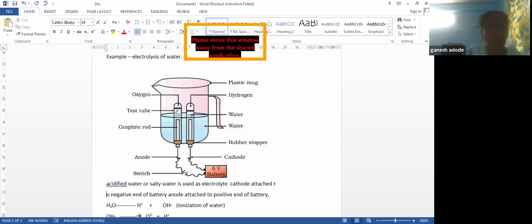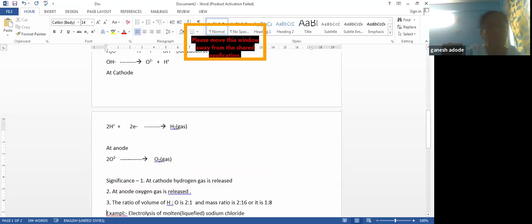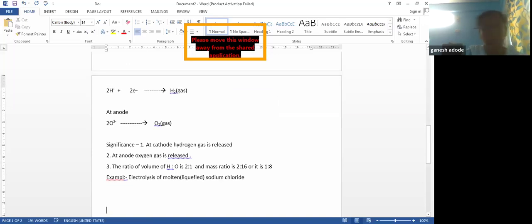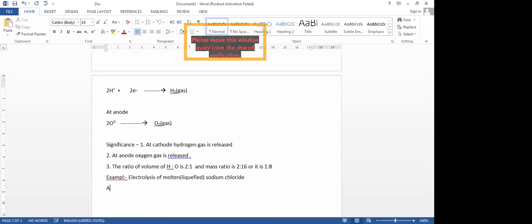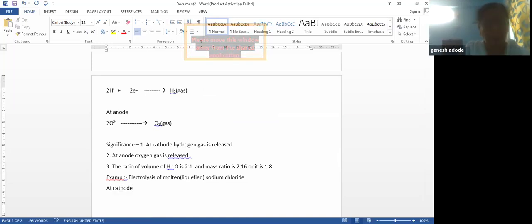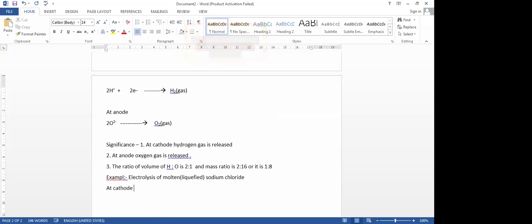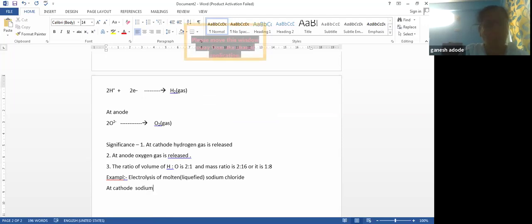Good. Now tell me, what will be deposited at the cathode? What happened at cathode? Na, yes, sodium. Sodium is separated, or the sodium is deposited. Very good. Sodium is deposited at cathode.